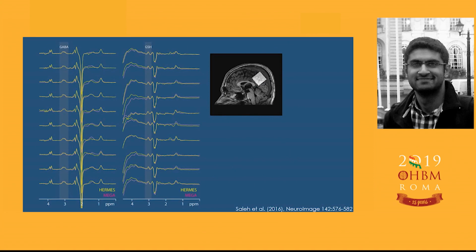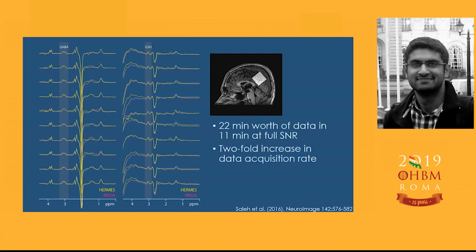So this was applied in 10 healthy volunteers, and now we have MEGA-edited spectra overlapped with HERMES-edited spectra. MEGA-edited spectra is acquired in 20 minutes. However, HERMES is acquired in 11 minutes, and you can see in terms of signal pattern and line width, the two edited spectra agree with each other. And therefore, 22 minutes worth of MEGA-PRESS data can be acquired in 11 minutes without loss in spectral quality, and therefore HERMES allows a twofold increase in data acquisition rate at 3 Tesla.